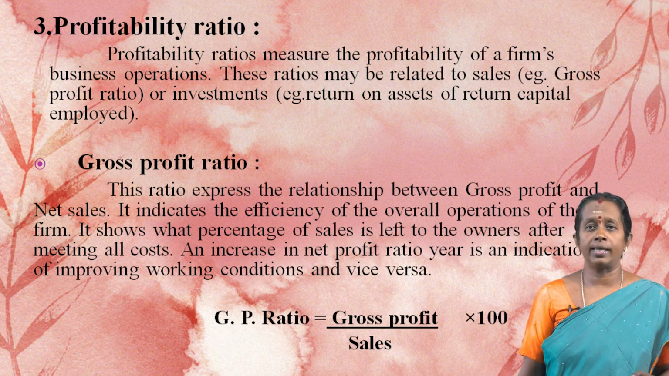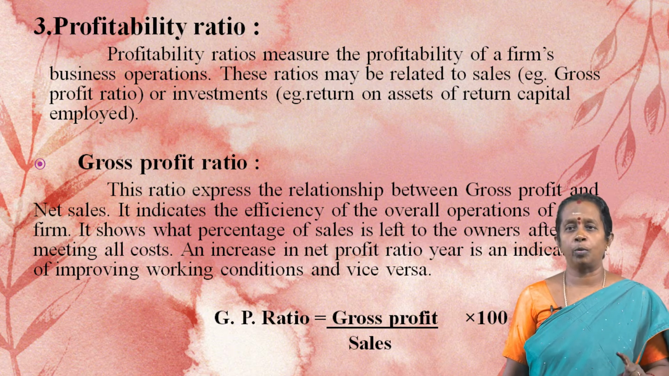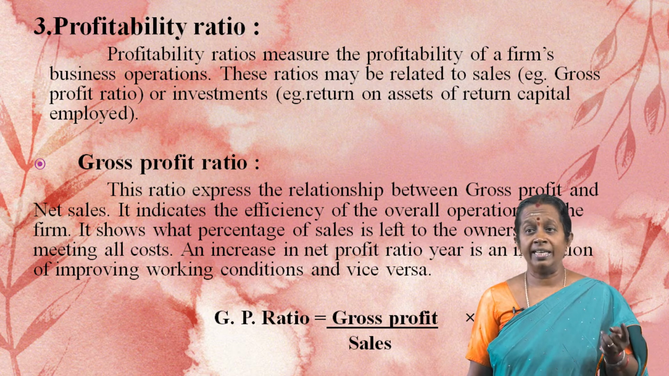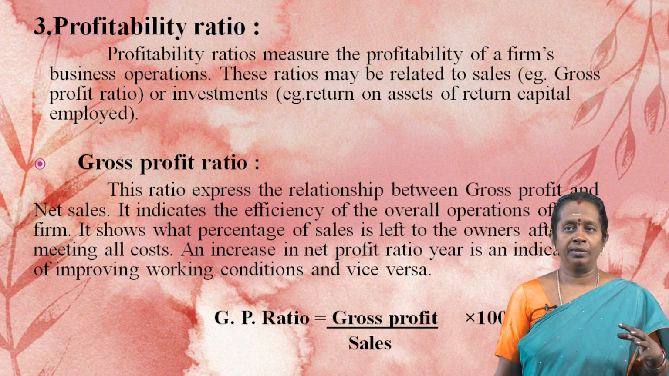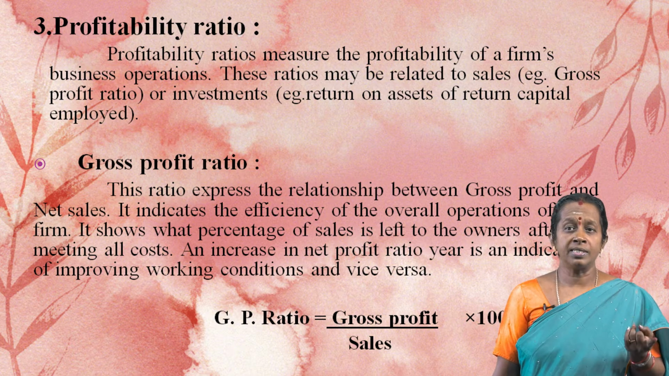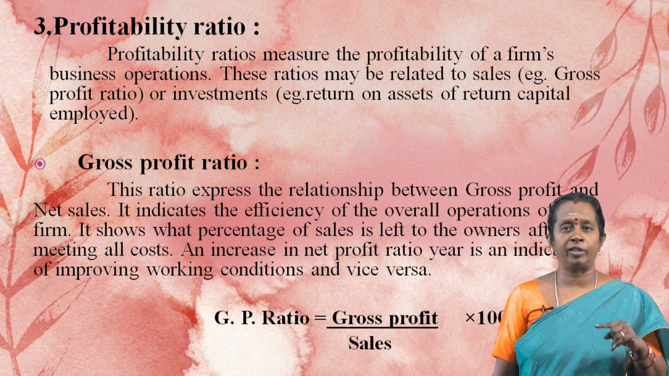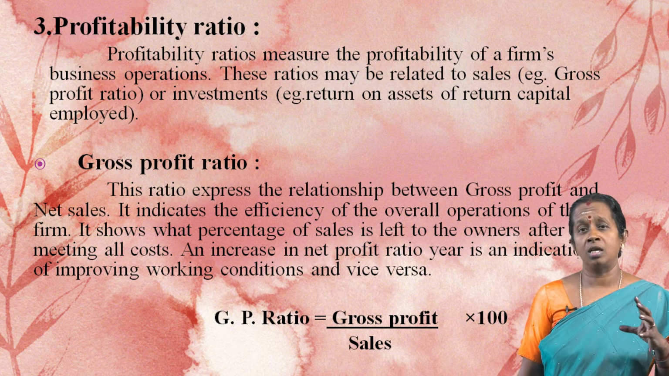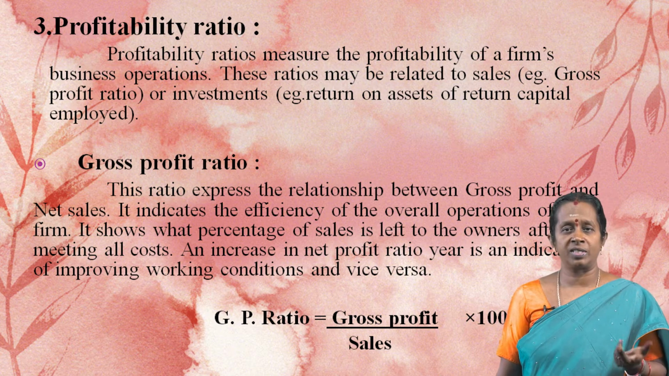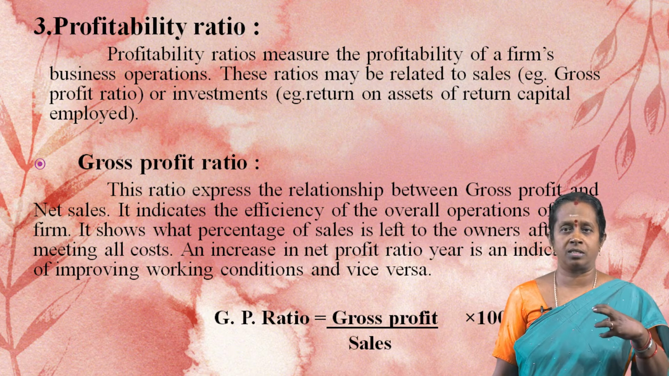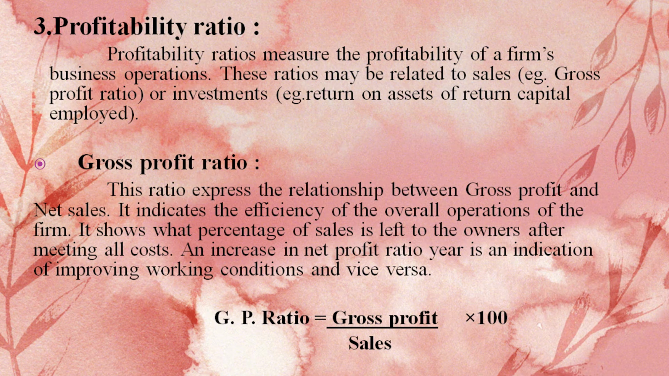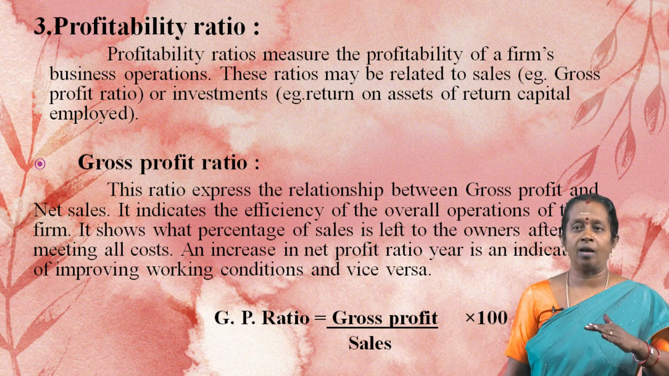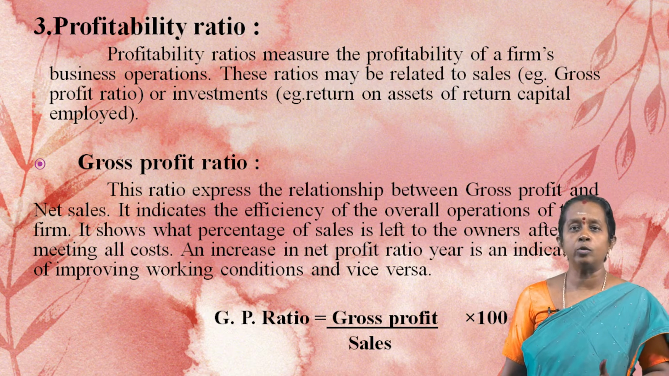Here this ratio expresses the relationship between gross profit and net sales. It indicates the efficiency of the overall operations of the firm. It shows what percentage of sales is left to the owners after meeting all costs. Costs refer to variable cost, fixed cost, semi-variable cost, all sorts of costs. An increase in net profit ratio is an indicator of improving working conditions and vice versa. A decrease in net profit of the year is an indication of deteriorating working conditions.